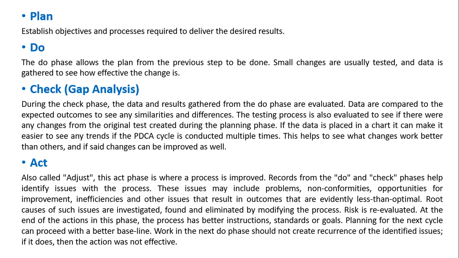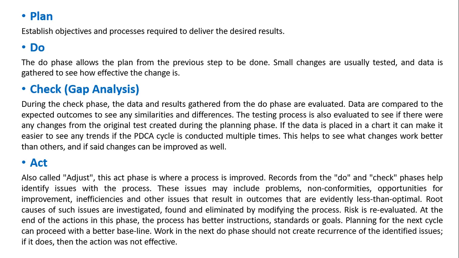Finally, the last phase is act, also called adjust. And in this phase, this is where the process is improved. You look at the results of the do and the check phases, and you help identify issues with the process. And maybe there are problems with your solution. Maybe there are non-conformities or opportunities for improvement or inefficiencies or other different problems that you've identified, and you may want to tweak your solution and try to do another PDCA cycle.